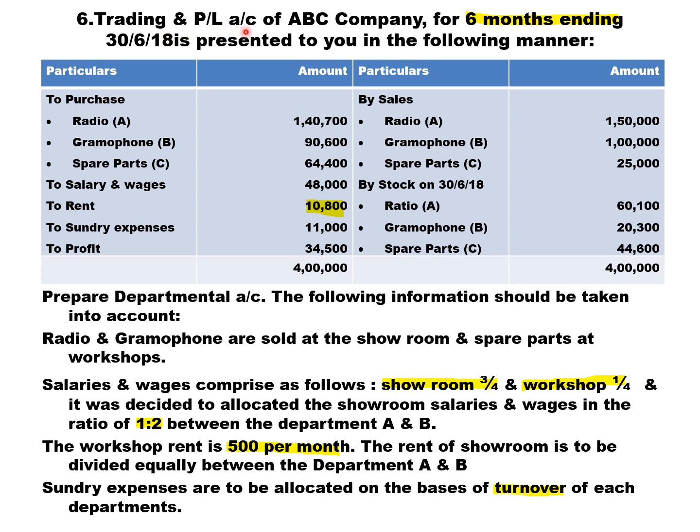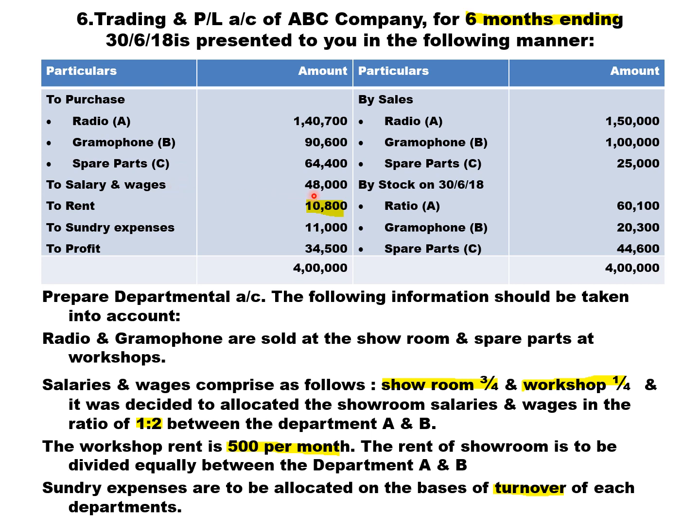So students, let us understand the question. Trading and profit and loss account of ABC company for 6 months ending 30th June is presented to you in the following manner. Purchases are given separately for each department, so the question of distributing purchases will not arise. They only give you separately how much is the purchase for A, how much for B, and how much for C.